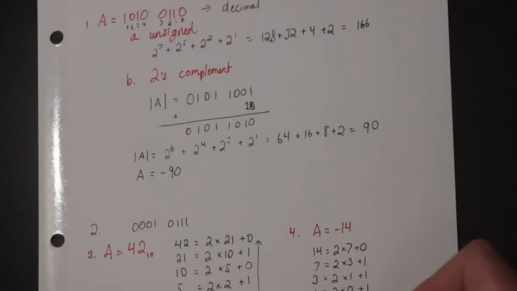And then we're going to invert that and add 1. I'm going to save space and do this all in one step. So we're going to get 1, 1, 1, 1, 0, 0, 0, 1. So it's going to become 1, 1, 1, 1, 0, 0, 1, 0. And we're done.